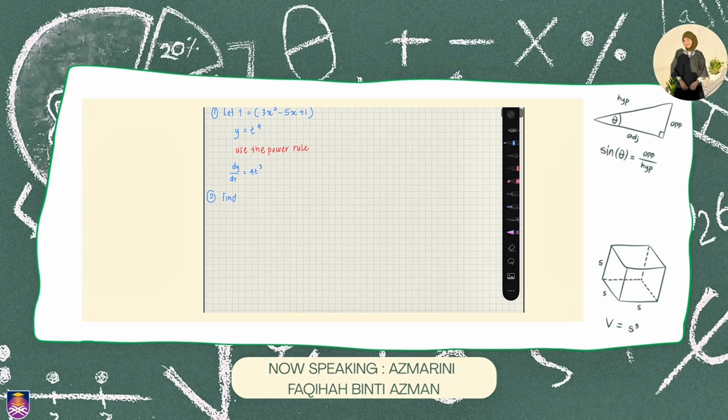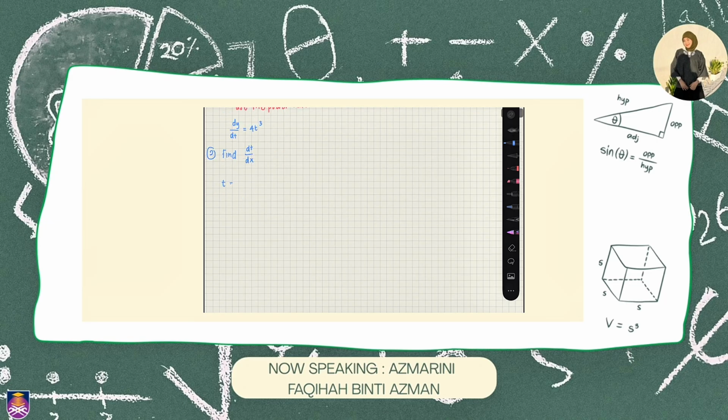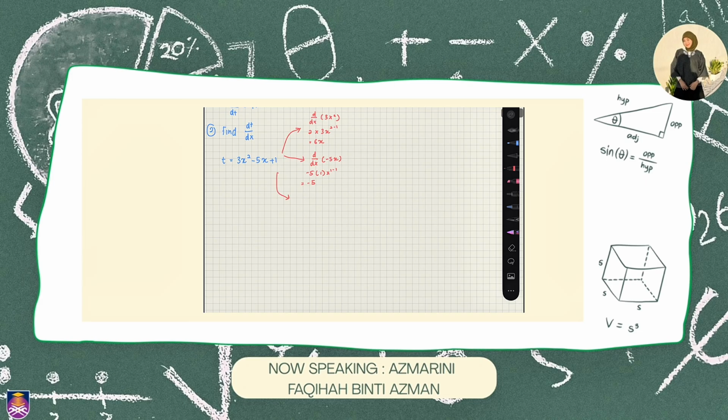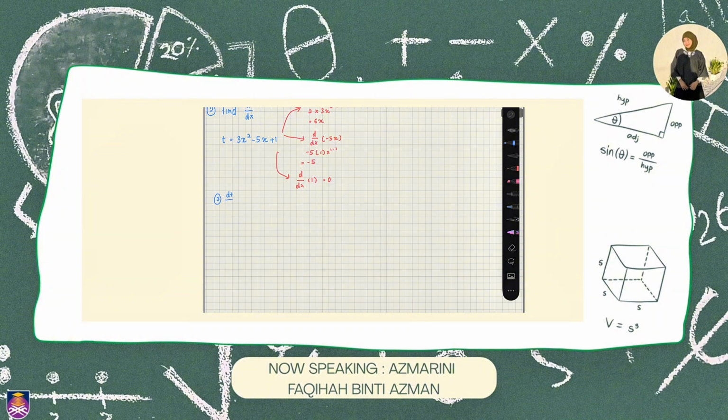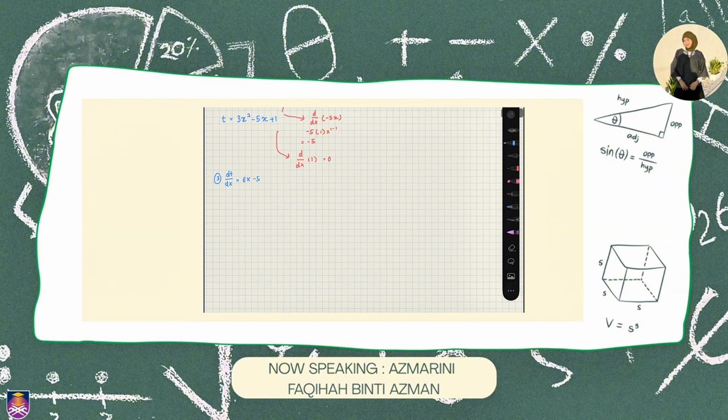Second, I find dt over dx, with t equal to 3x squared minus 5x plus 1. Next, I multiply 2 by 3 and the power decreases from 2 to 1, so the derivative is 6x. By using the same method, the derivative of negative 5x is negative 5. And the derivative of 1 is 0. So dt over dx is equal to 6x minus 5.